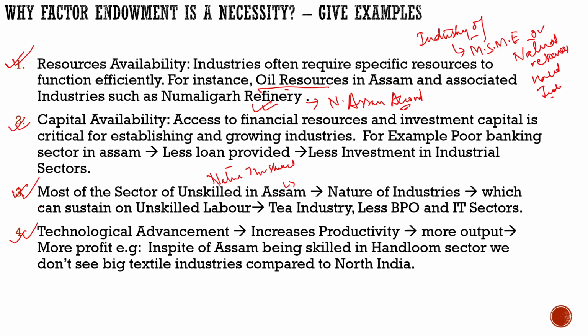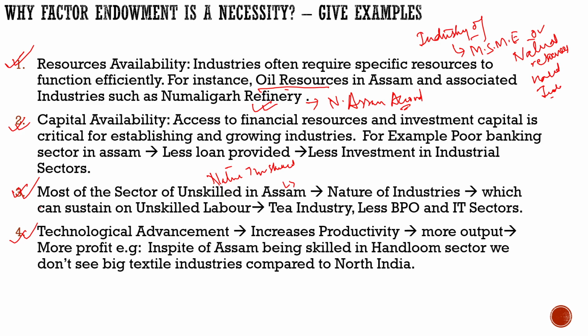adopting technology is to increase efficiency. What many people can do in an hour, a single computer can do in 1 minute, especially in the age of AI and other automation tools. Technology is very important. But in spite of having good handloom related raw materials, our handloom sector is not rising as compared to North India. Because if you go to North India, Ludhiana and all, they are more well established in textile industries, but we don't see such textile industries in Assam.